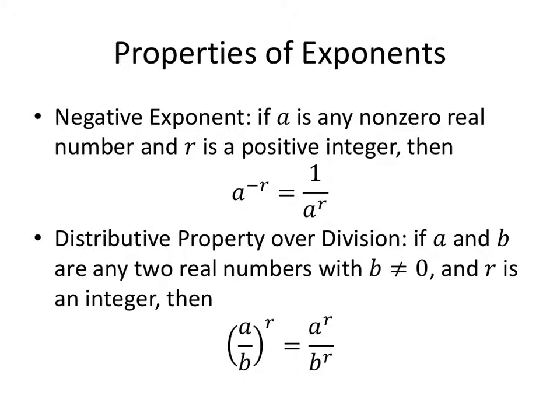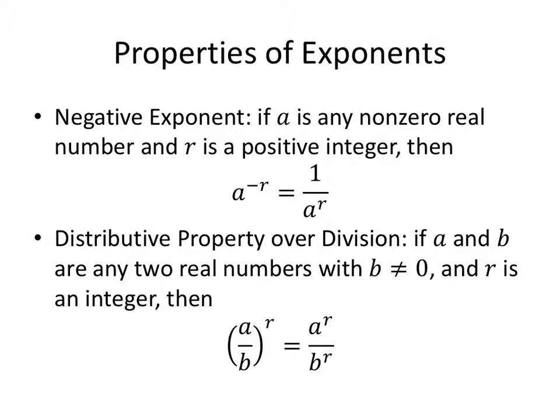Negative exponent. If A is any non-zero real number and R is a positive integer, so it's not zero, it's not negative, it's a positive integer, then A to the negative R, that negative is a direction sign and it says move it across the fraction bar. So a negative exponent moves across the fraction bar to make it a positive exponent.